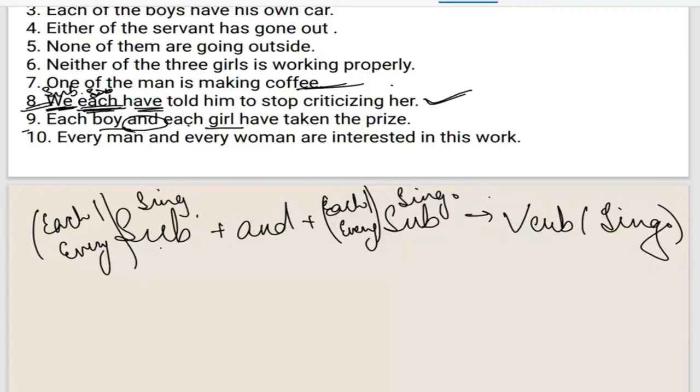Now have a look at sentence number 9. Each boy and each girl. The two subjects, boy and girl, are connected with and, and before both the subjects, each has been used. So the verb used with them will be singular, so you will be replacing have with has. Very good. In sentence number 10, you can see two subjects, man and woman, connected with and, and before both the subjects, every has been used. So we need to use a singular verb here, so you will be replacing are with is.